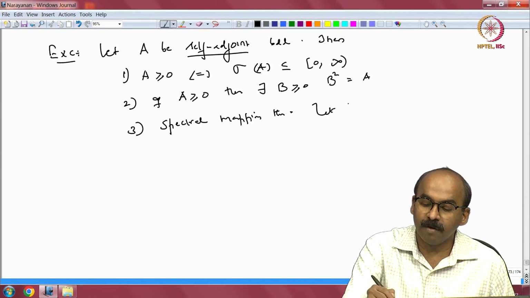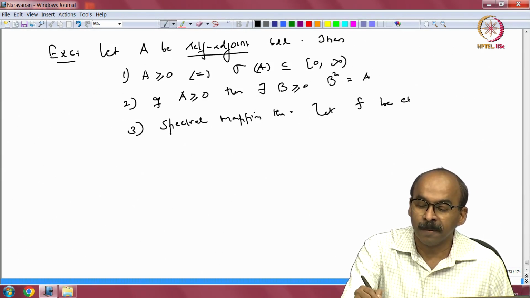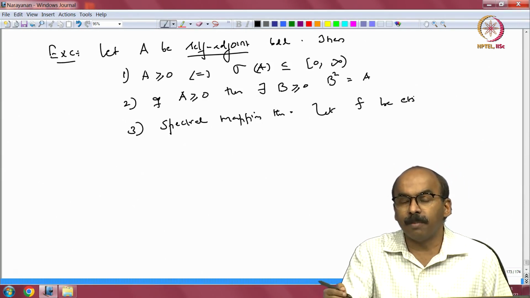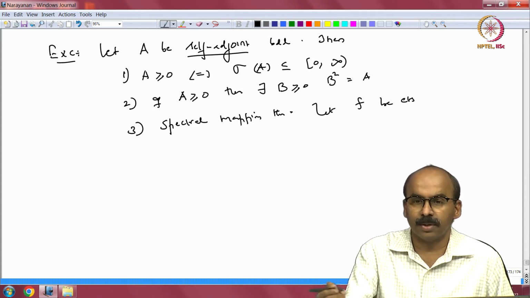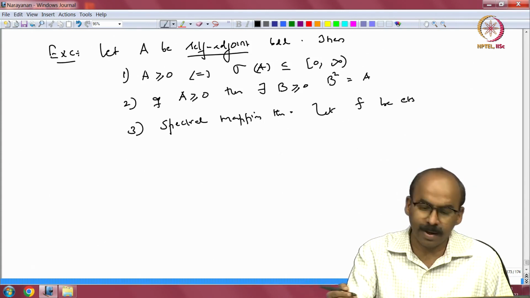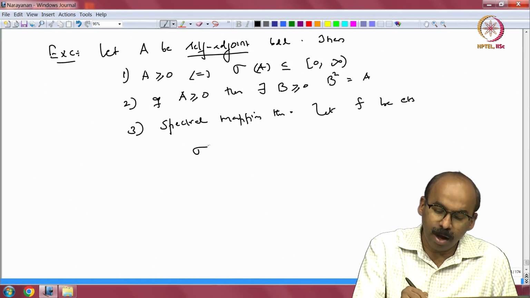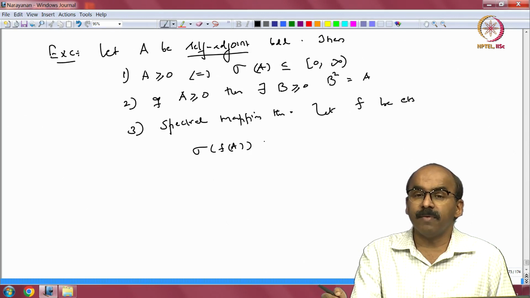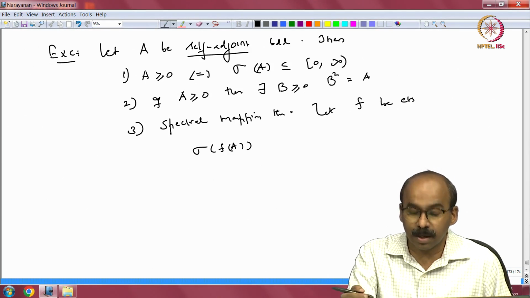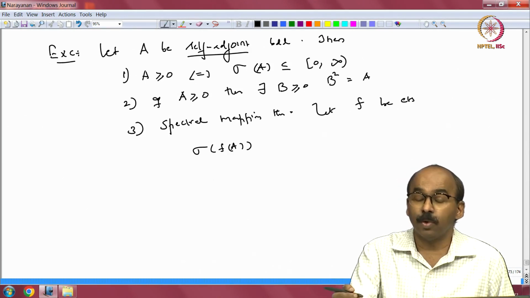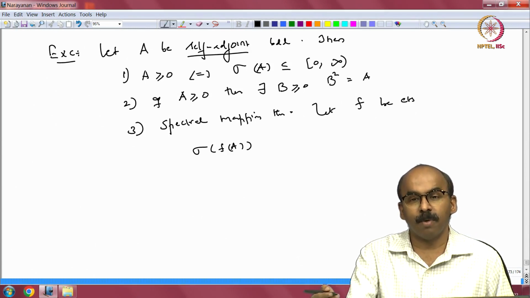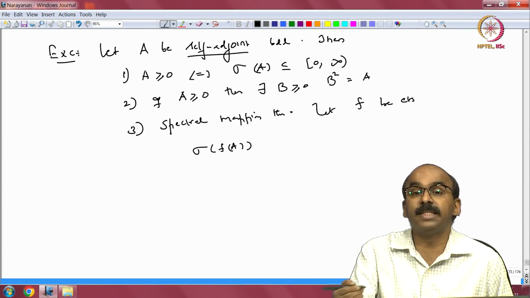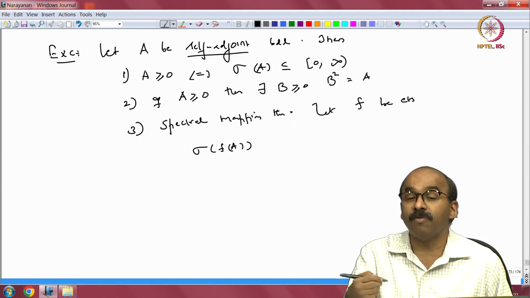Let f be continuous on the spectrum of A, that will do, but let us not think of it as a continuous function on the real line. Sigma of f of A makes sense because f is continuous. So, on the spectrum it is a bounded function and continuous functional calculus is enough. So, I have f of A, a bounded operator. I can look at its spectrum, sigma of f of A.